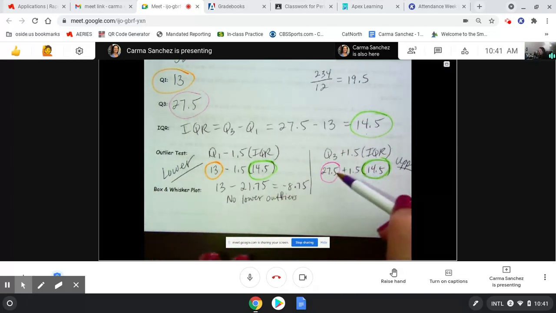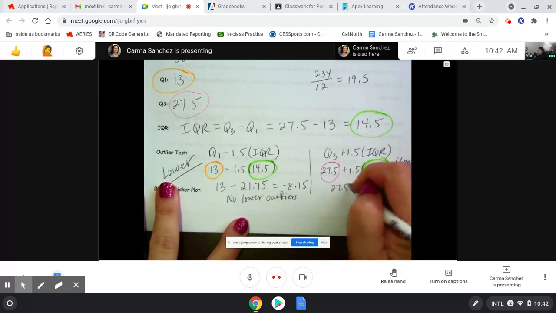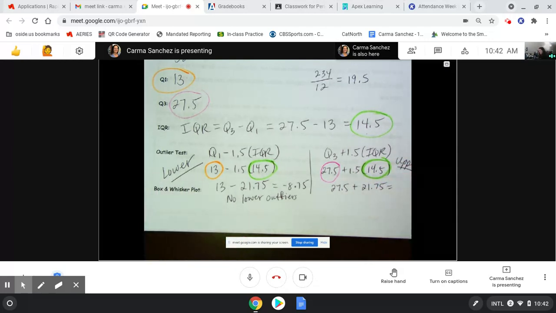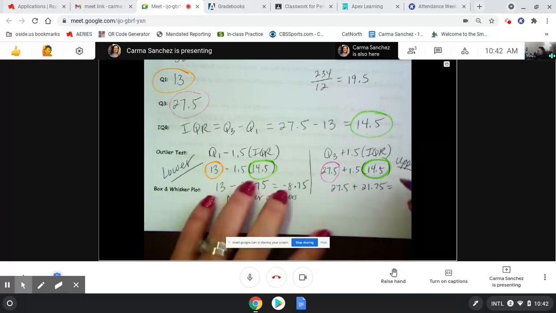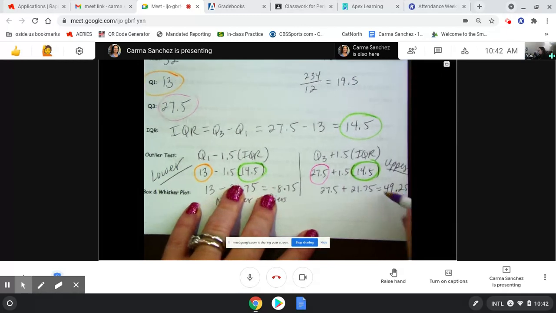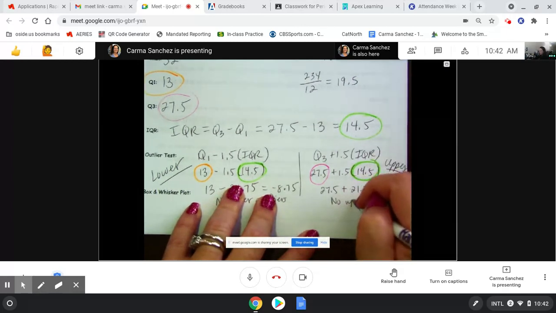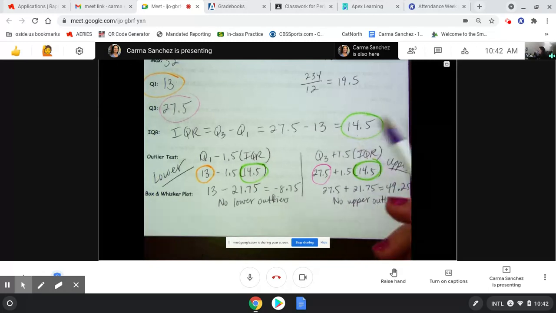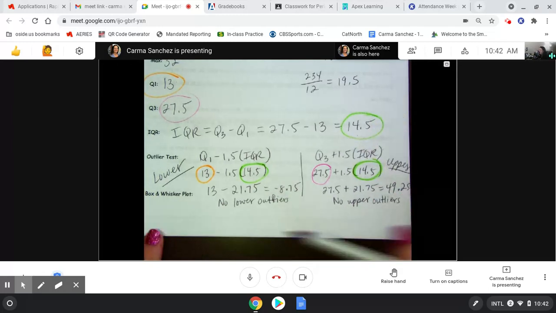Okay, the next one is going to be 27.5 plus 21.75. This 1.5 times the IQR comes out to the same number. And so this one's going to give us 21.75 plus 27.5 is 49.25. So now I look at my data set and I see, are there any pieces of data greater than this? There are no upper outliers either. So no lower outliers, no upper outliers. That means that we can just go ahead and make our box and whisker plot normally.